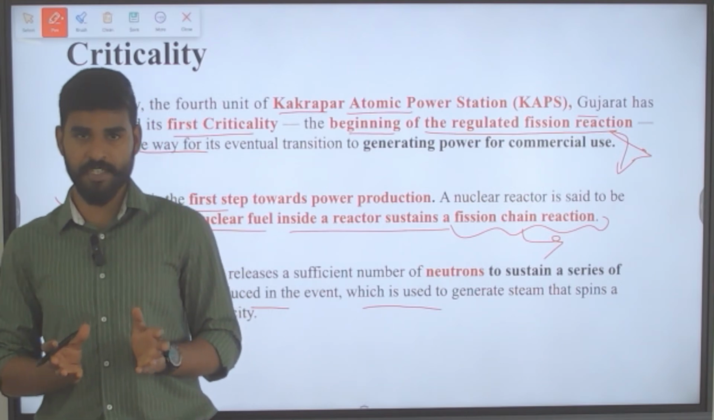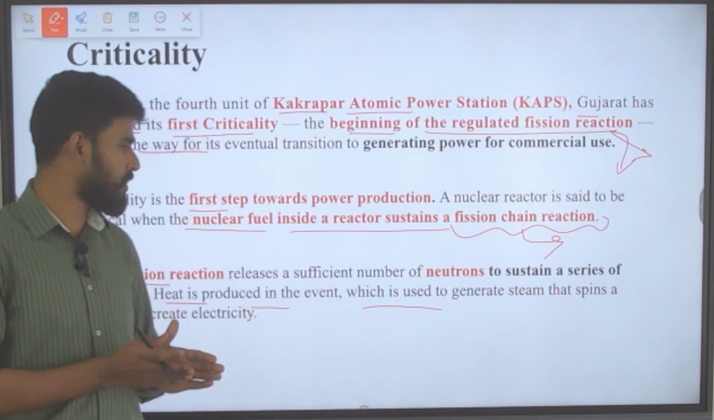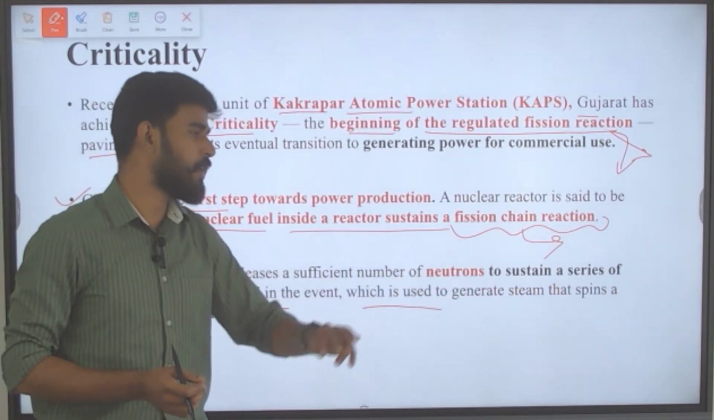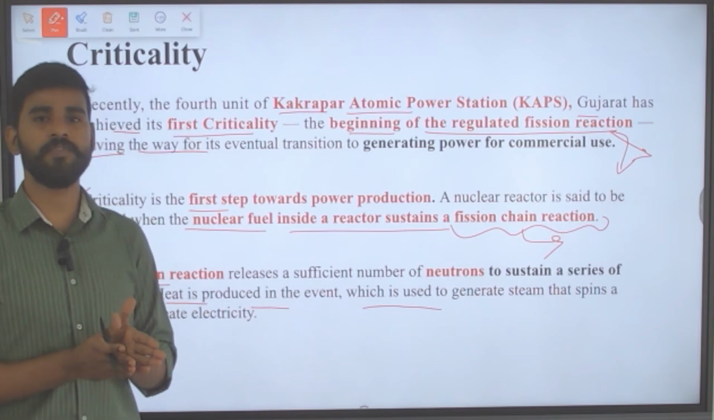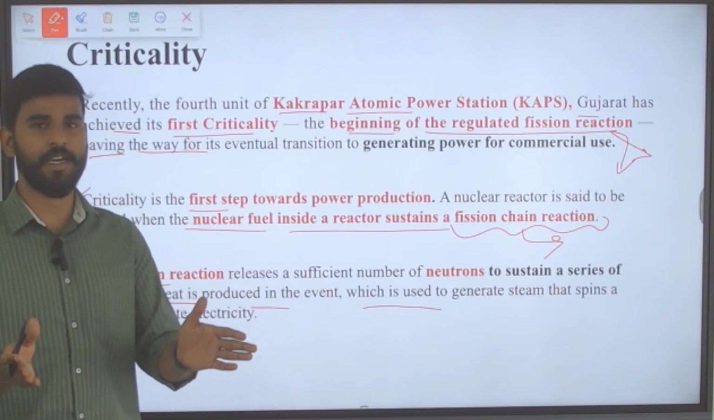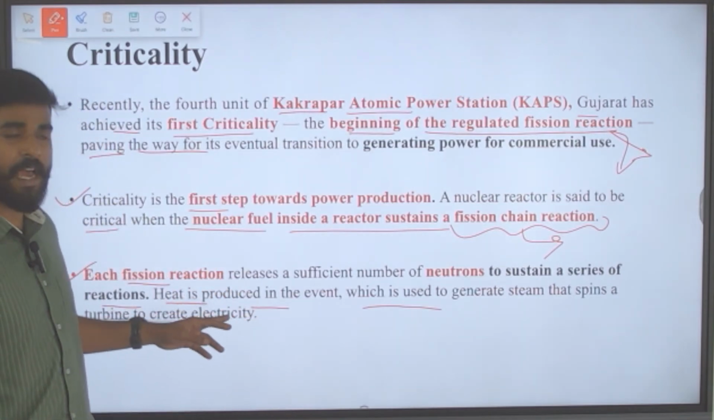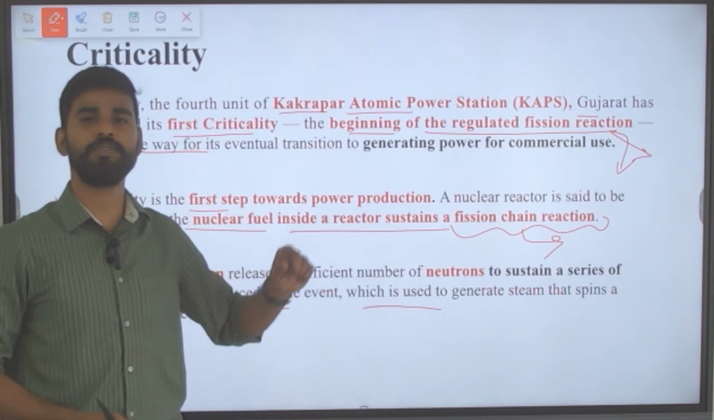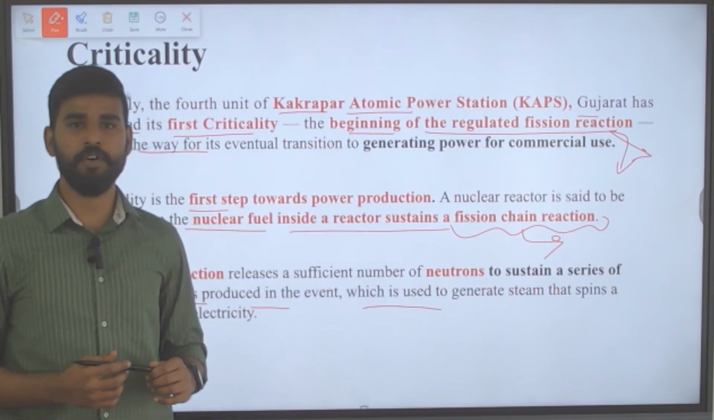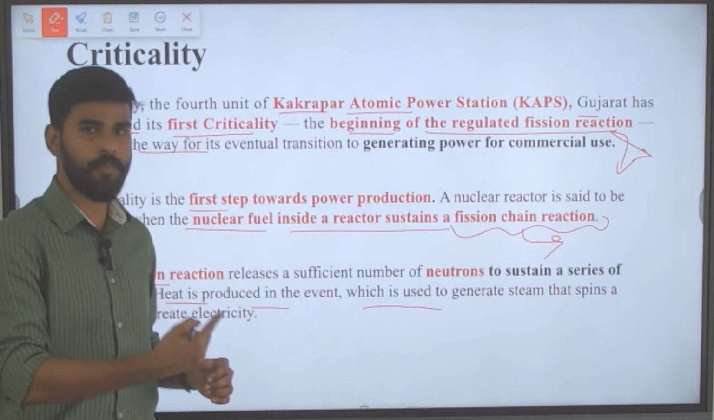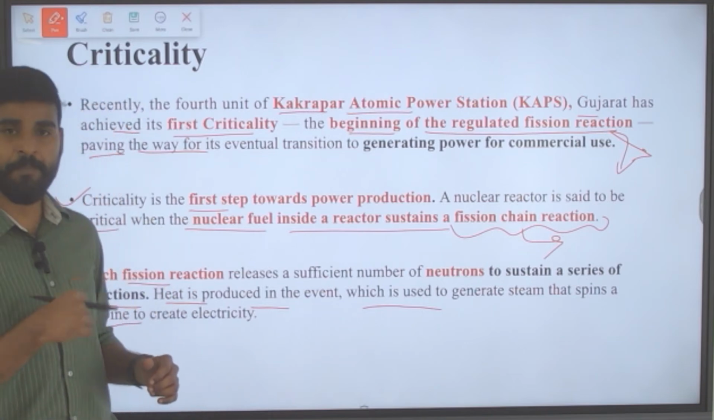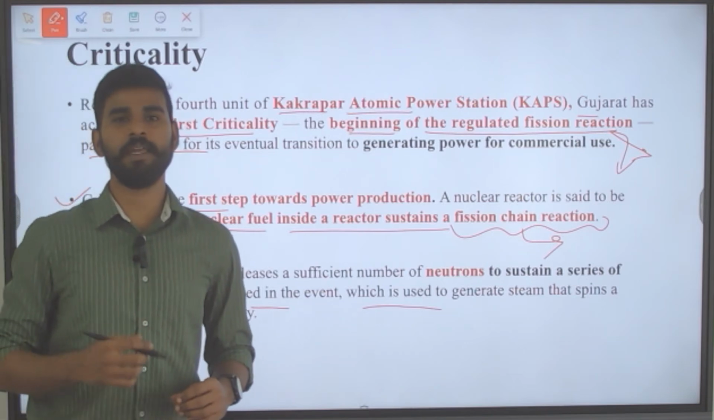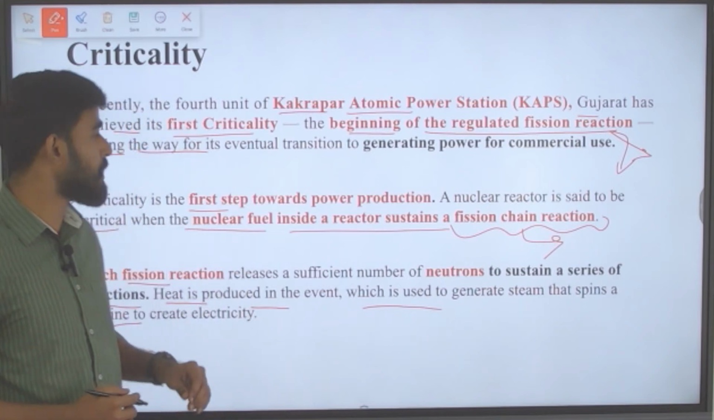So this fission reaction is there. This fission reaction will lead to production of neutrons, and these neutrons will sustain that chain reaction. During the chain reaction, heat is produced as a byproduct, and this heat is used for creation of electricity. It will be used to generate steam, which will then spin a turbine, and electricity is produced.